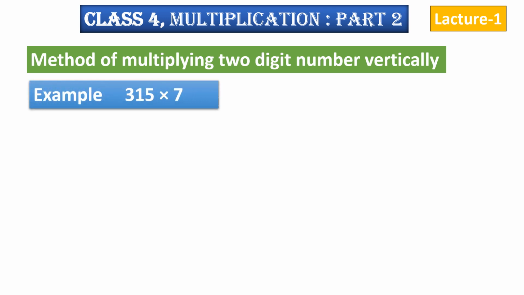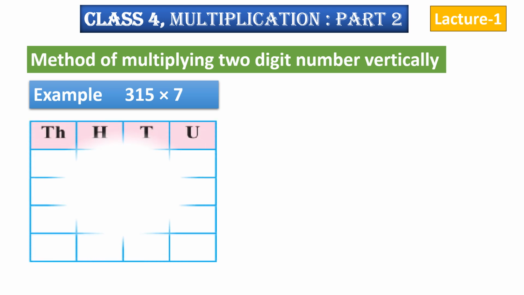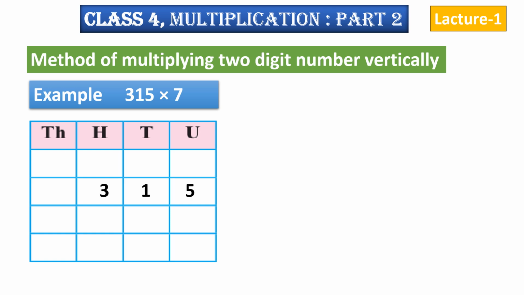This is an example. 315 multiply 7. 7 fives are 35. So we put 5 and carry 3 over the 10.